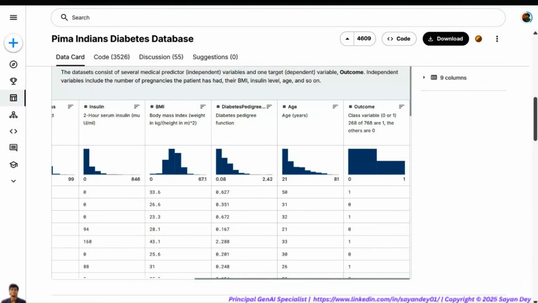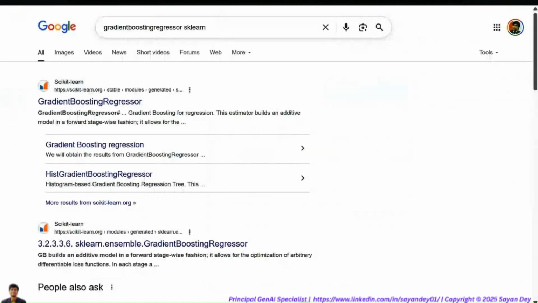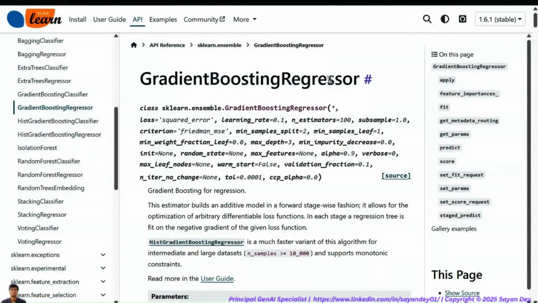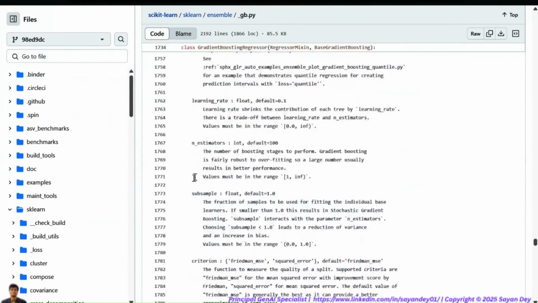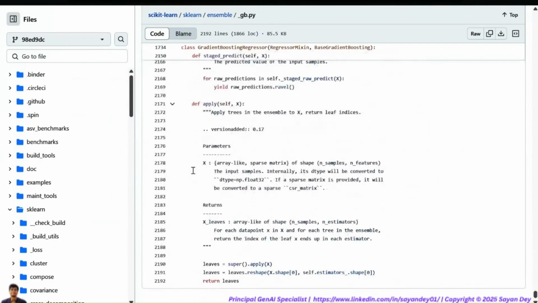So if you go to gradient boosting, these are all classes, right? Somebody would have come up with this algorithm. This is Scikit-learn gradient boosting regressor. And if you click on the source, you will see the entire source code. This is a huge class. Somebody had to write it, right? Look at this. You count the number of lines of code. This is 2,192 lines of code.